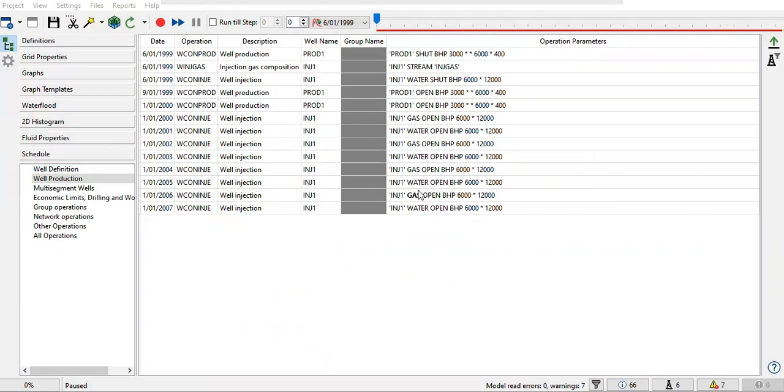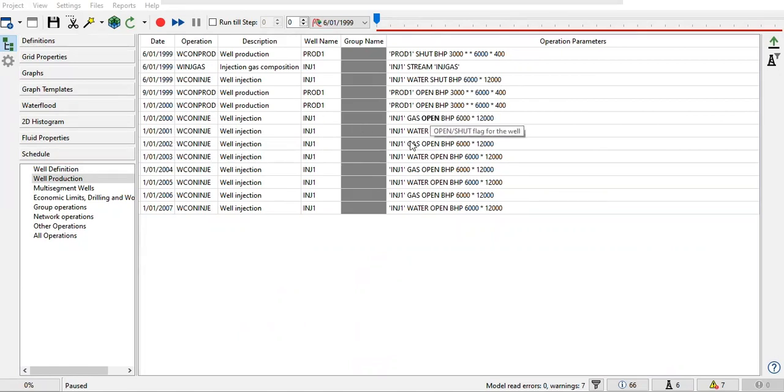The control mode is the same based on bottom hole pressure, and the upper limit for the bottom hole pressure the same, 12,000, and the flow rate also the same, 6,000. And I can erase everything here, 2001 to 2007, the setting. So the only thing that will be applicable is the last time step, which is this one. At year 2000, so I will only inject gas throughout the operation.